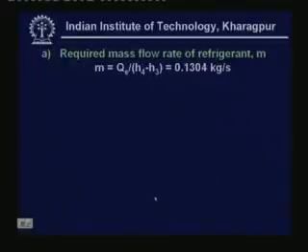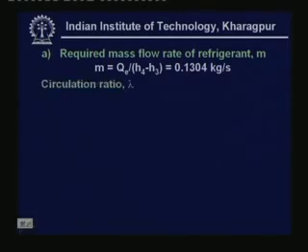Once we have the properties, we can quickly find the required mass flow rate of refrigerant. We apply energy balance across the evaporator. This is nothing but the steady flow energy equation, and we assume kinetic and potential energy changes to be negligible. So, mass flow rate is simply equal to QE divided by H4 minus H3, which is equal to 0.1304 kg per second, because QE is given to be 300 kilowatts, and H4 and H3 we have obtained.